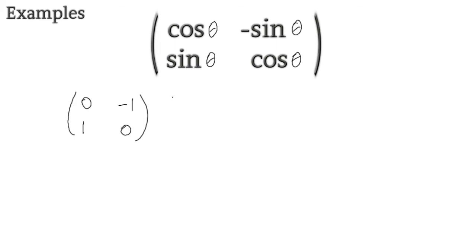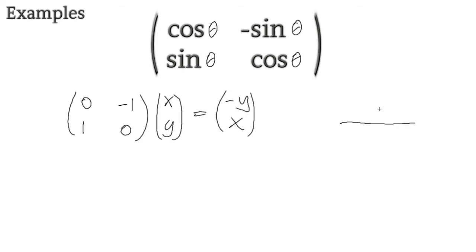Let's try that. So if we have x and y, then we multiply to get minus y and x. And on a Cartesian graph, with a general point x, y, after we rotate anti-clockwise, we should have a minus y and a positive x. Yeah, this should be the point, and indeed x is minus y, y is x. So yes, this is indeed an anti-clockwise rotation.